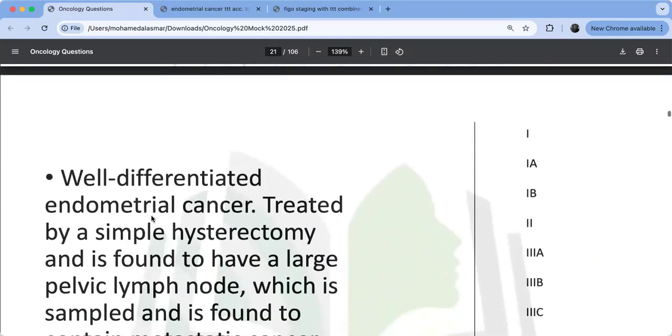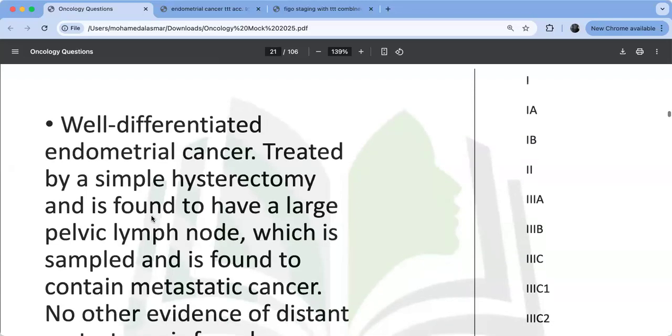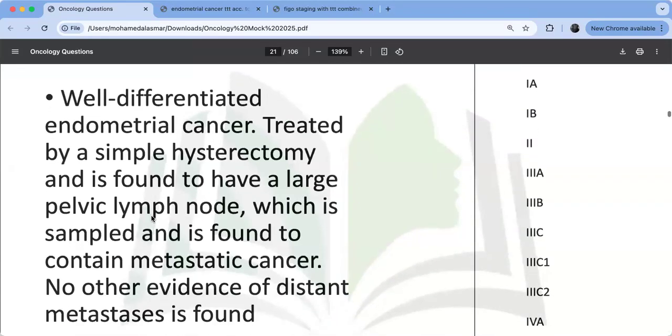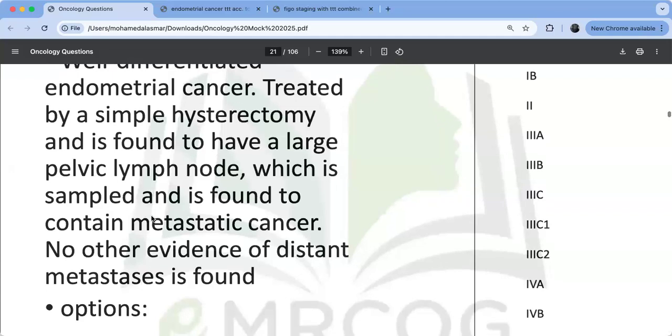Well differentiated endometrial cancer treated by simple hysterectomy and found to have large pelvic lymph node. So here, my friend, it was a tumor that we thought it's early stage. Even the histopathology told you that this is a well-differentiated tumor, but there was a large pelvic lymph node spread. So, which stage is this?